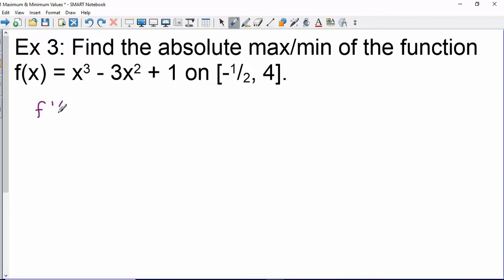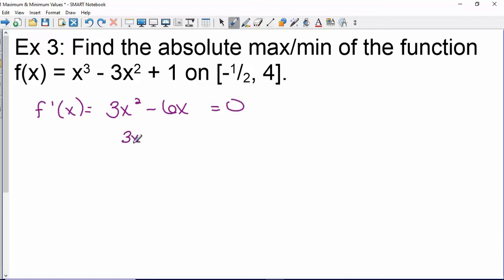So, what do I have to do? We have to get the critical points, so we have to do the derivative. So the derivative of x cubed, 3x squared, minus 6x. Is that ever going to be undefined? No, because it's polynomial. So we're good there.